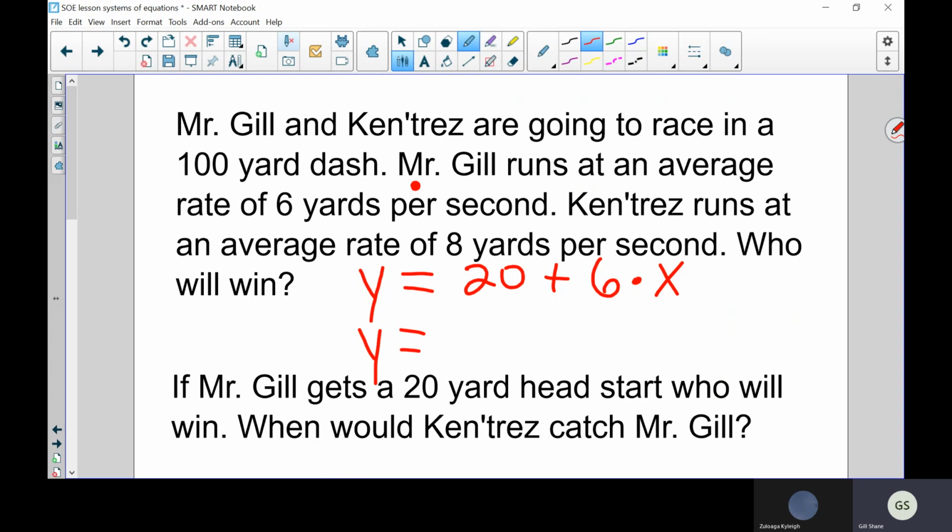So next equation is what for Kentrez? 0. Yeah, he starts at 0, which again we said is fine, and he adds 8 yards per second. So that will also tell you what x stands for if I ask you to define. If you can create the equation first, knowing that y is going to be the total, if you say 6 yards per second here, that tells you x has got to stand for seconds. So sometimes you can create the equation first and come back and define the variable later.